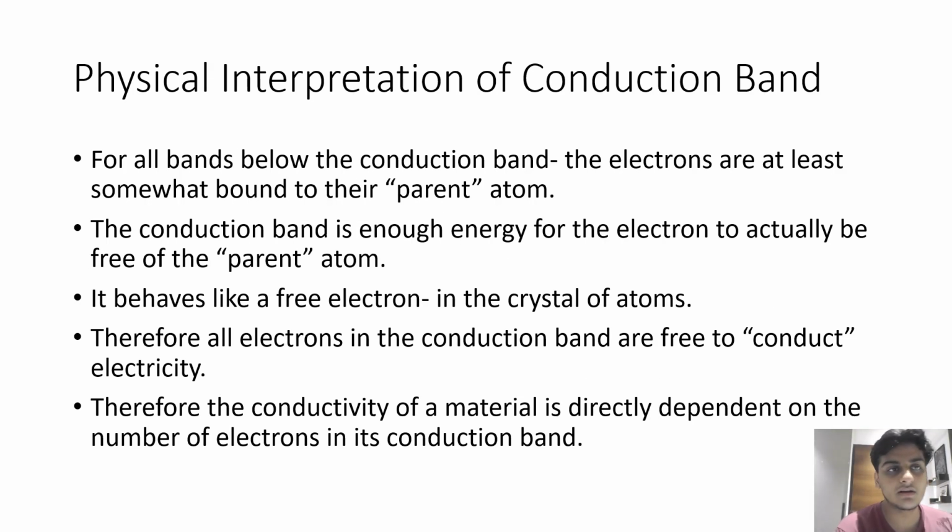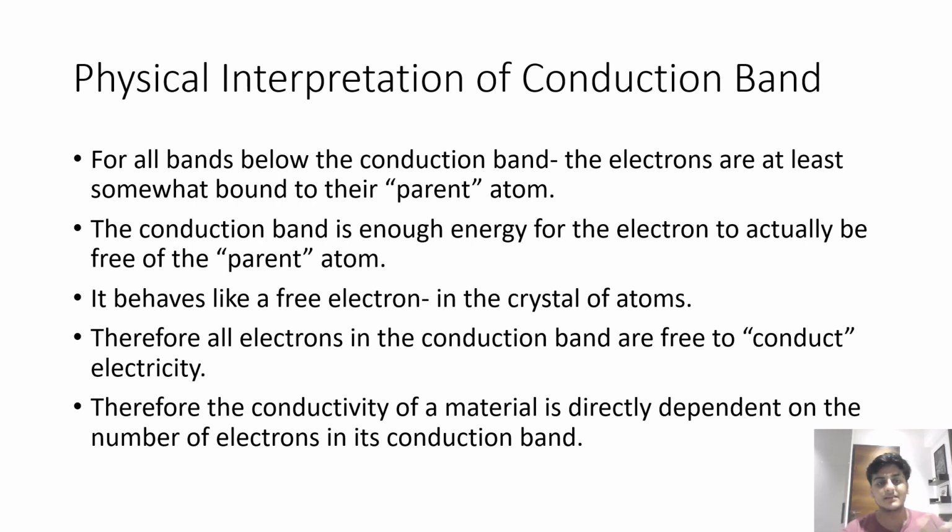Cool. So now let's get into the physical interpretation of the conduction band specifically. For all bands that are below the conduction band, the electrons are at least somewhat bound to their parent atom. Imagine that before all these atoms came into a crystal, all the electrons were bound around one atom. Now, when you bring all these together, they start interacting with other atoms as well, but they are still mostly bound to their parent atom.